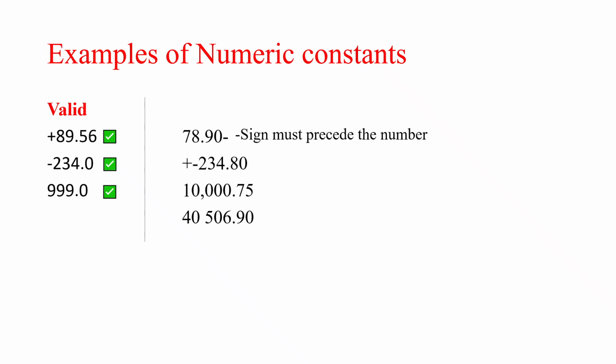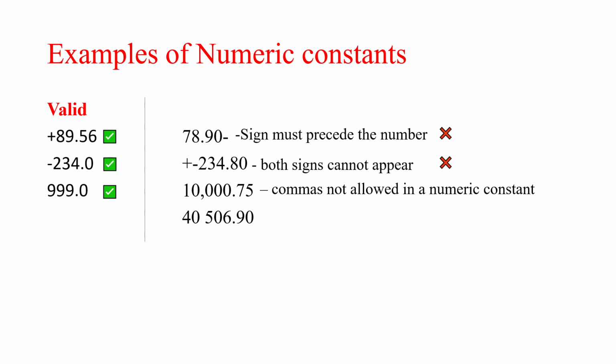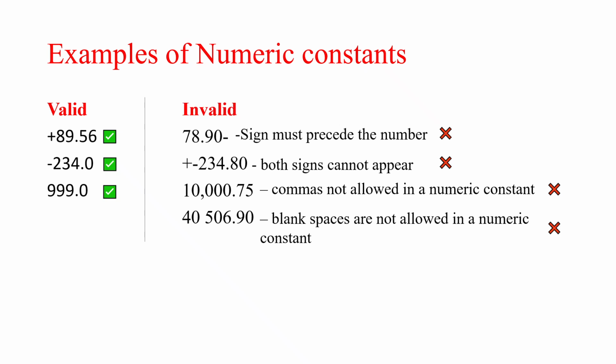Sign must precede the number. Both signs cannot appear. Commas are not allowed in a numeric constant. Blank spaces are not allowed in a numeric constant. These are invalid constants.